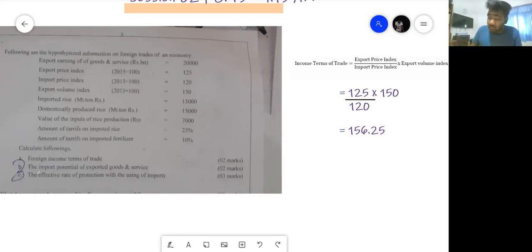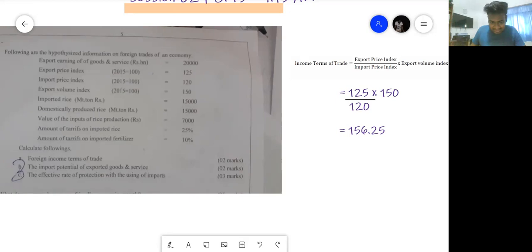Okay, so the import potential of exported goods and services. You can measure the import potential; there are different ways of measuring. Even this income terms of trade is one way of measuring the import potential. Since in the A part they already asked for this, here when they say import potential of exported goods and services, I will simply use the commodity terms of trade.